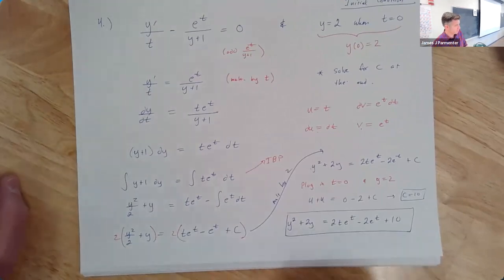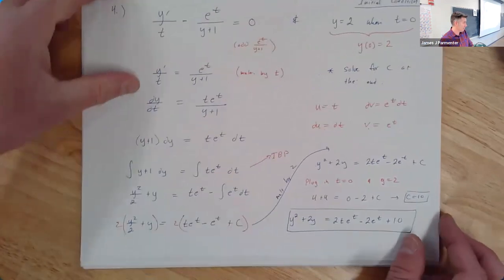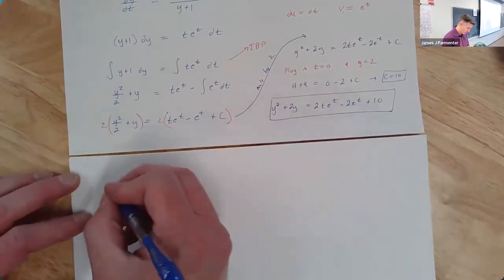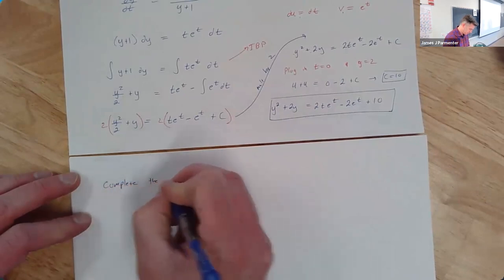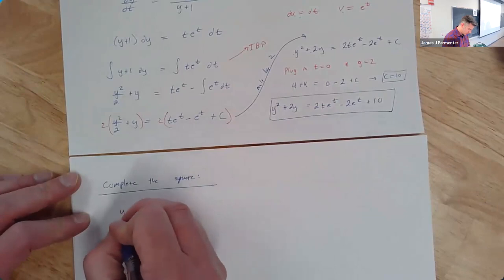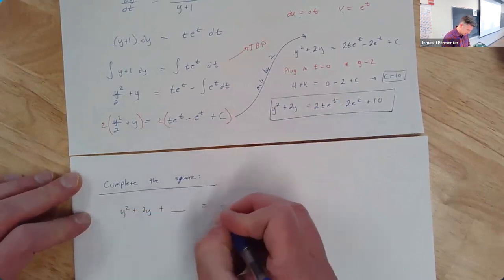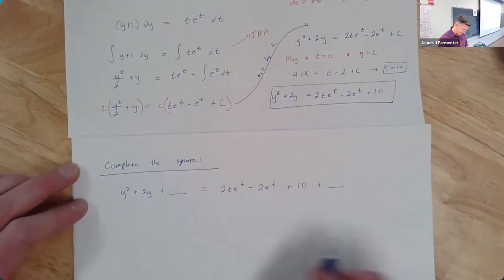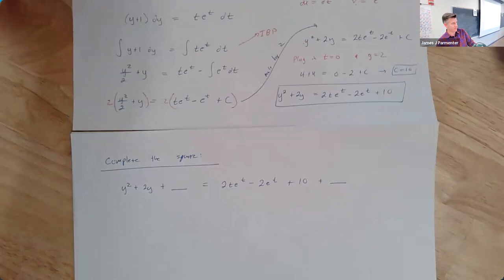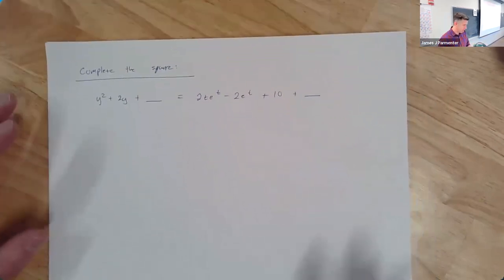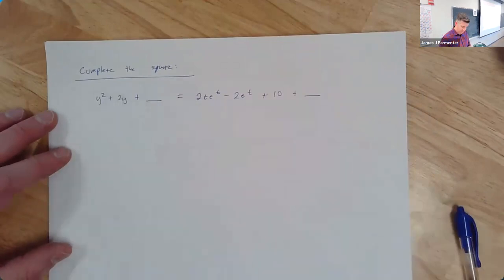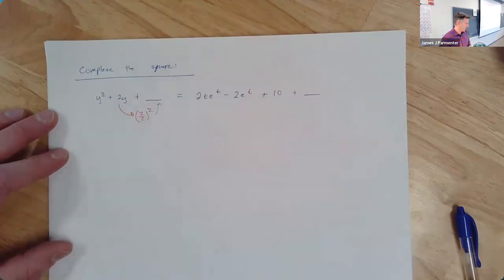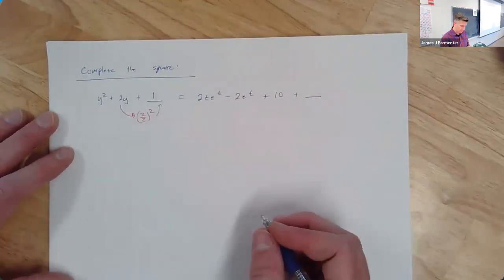The easy way to solve this quadratic is by completing the square. This is not super important, but it's important enough because it might come up. If I was going to complete the square here, y squared plus 2y plus something is going to equal 2t e to the t minus 2 e to the t plus 10 plus the same something. What do I need to add to complete the square? I know it might have been a while. You take the coefficient of y, divide it by 2, and then square it. 2 over 2 is 1, and 1 squared is 1, and that's what we add back. So we're going to add 1 here. If we add 1 to one side, we have to add it to the other side as well.